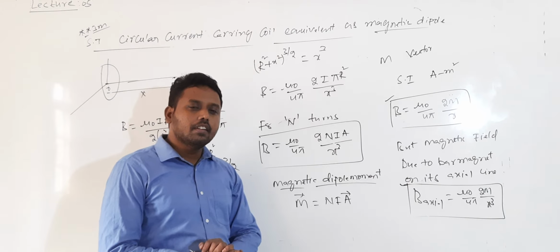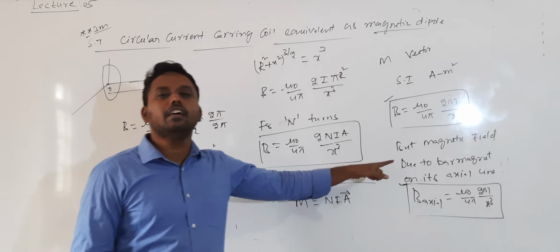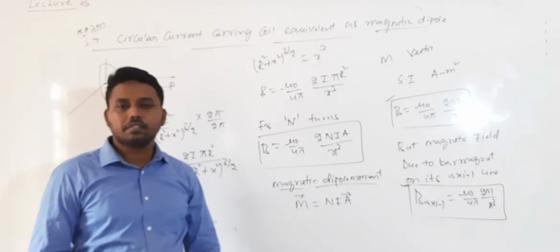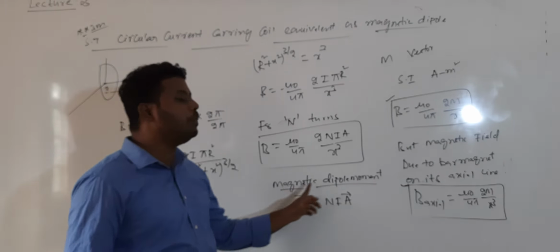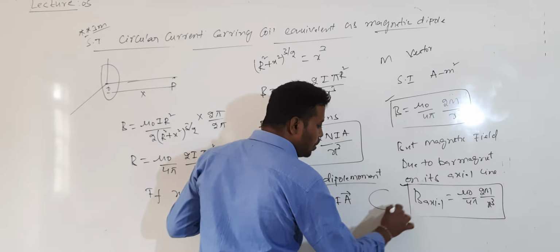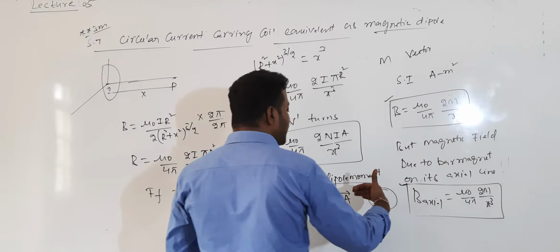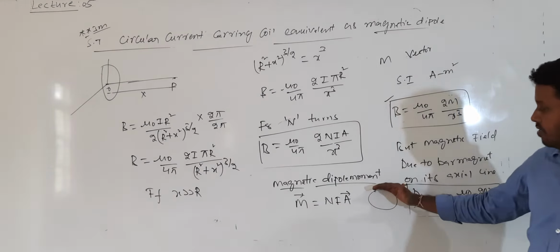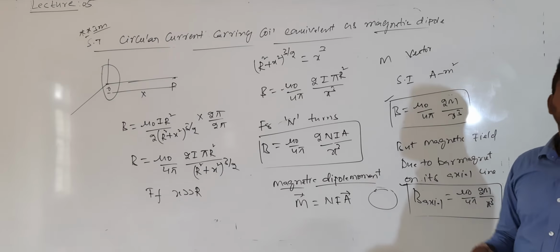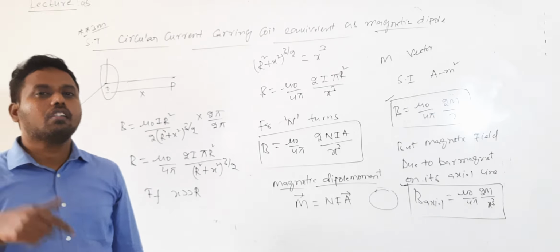Are you getting it? So by using the last class derivation only, we proved that the circular current carrying coil is equivalent to which one? Magnetic dipole. So the direction of this magnetic moment can be found by using the right hand thumb rule. According to the right hand thumb rule, fold your palm such that the current is passing in the direction of the palm, then the thumb will give you the direction of the magnetic moment. The magnetic moment direction will be perpendicular to the plane of the coil.